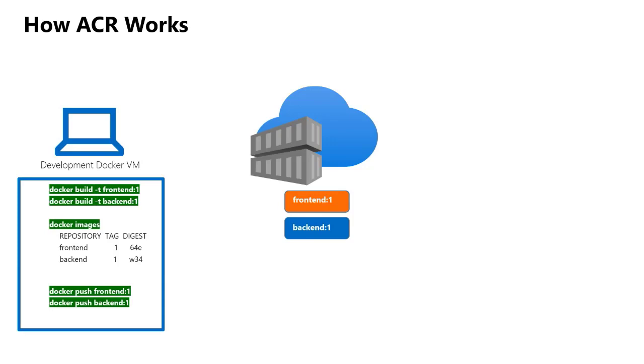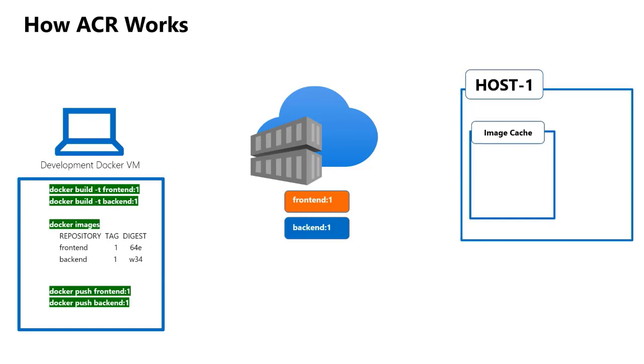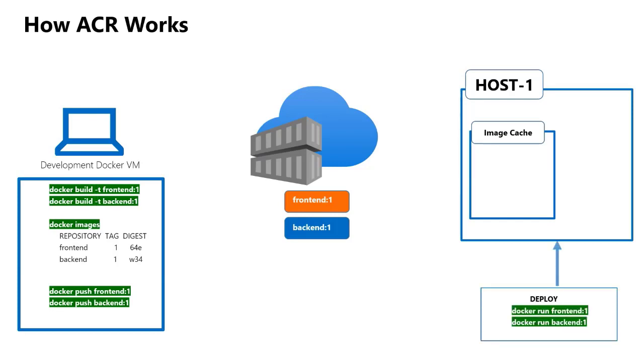And then whatever service we're using to run the containerized application can pull the images into its image cache. We can use something like Docker Run, for example, if it's a service that we have that level of access to. We can simply pull our images from the registry into the image cache and run them locally.